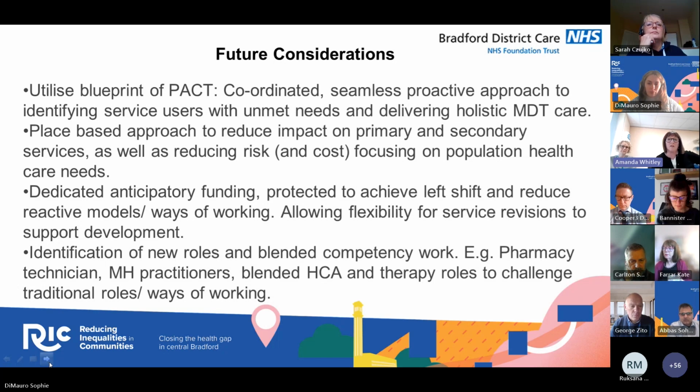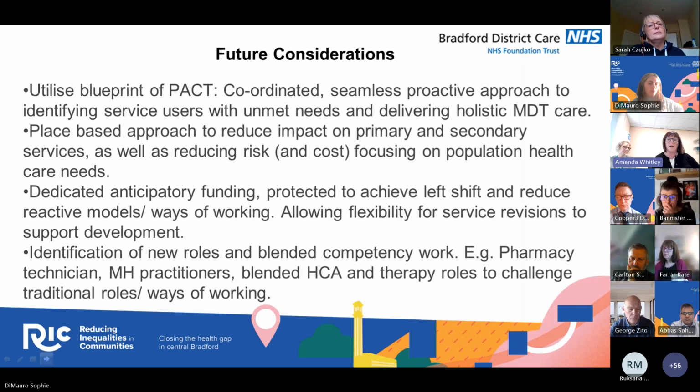We've identified new roles to meet population health needs. So we've created roles where healthcare assistants have nursing tasks. They also have therapy tasks to do, and we delegate within the service. We changed one of the roles in the service to be a pharmacy technician because of polypharmacy within our patient cohort. We brought in mental health practitioners because we've got a high level of depression and anxiety within our patient cohort. So we've challenged traditional roles and ways of working, always considering adding healthy life to years within our population.